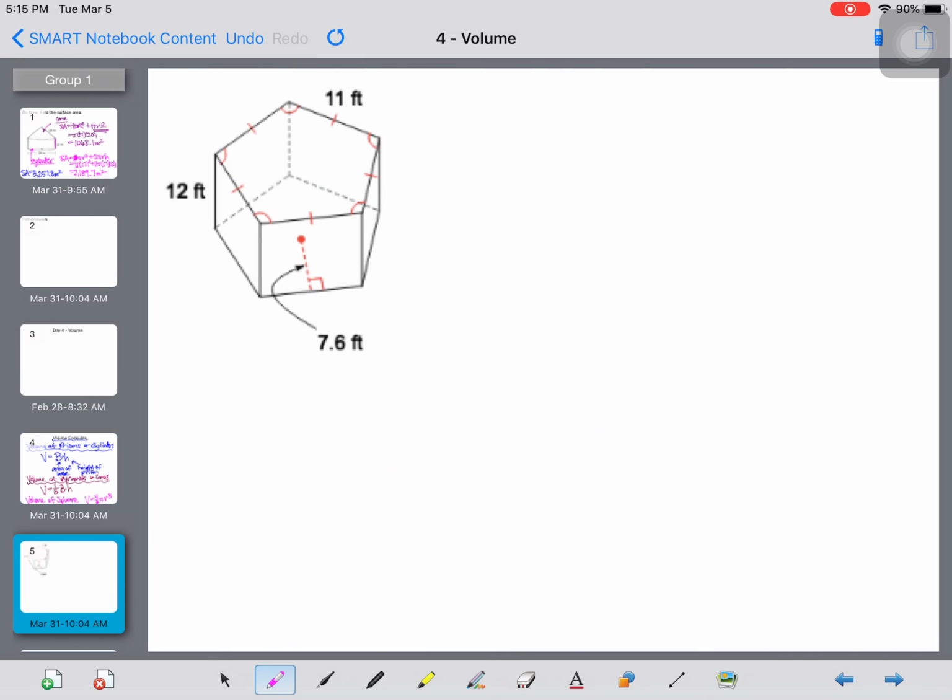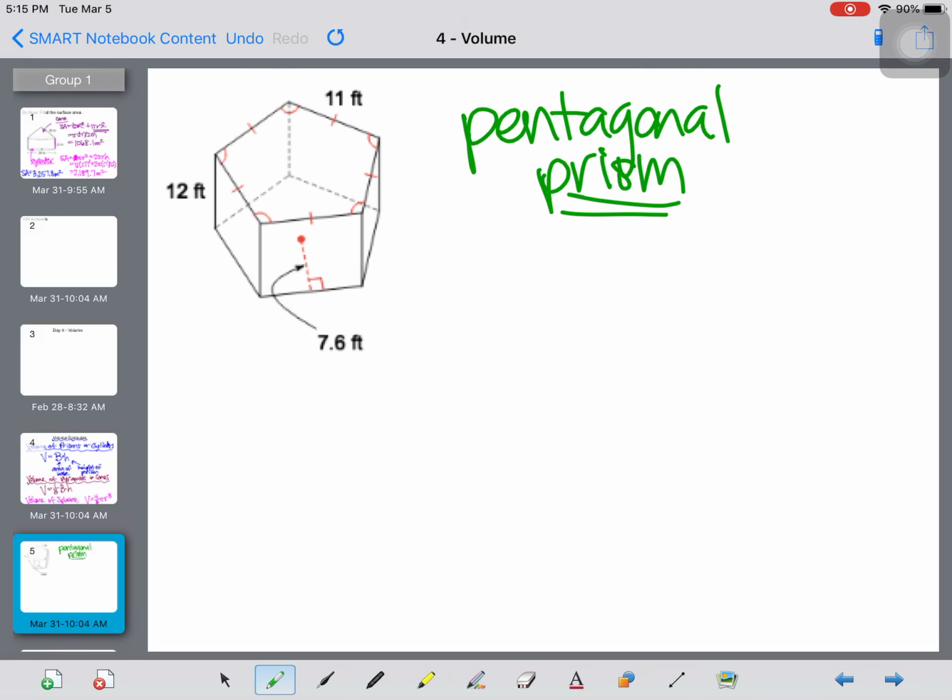This shape here is a pentagonal prism. So since it is a prism, my formula is big B times little h. You use the 1/3 when it's a pyramid because it kind of tapers to a point, and you use just big B times little h when it is a prism.